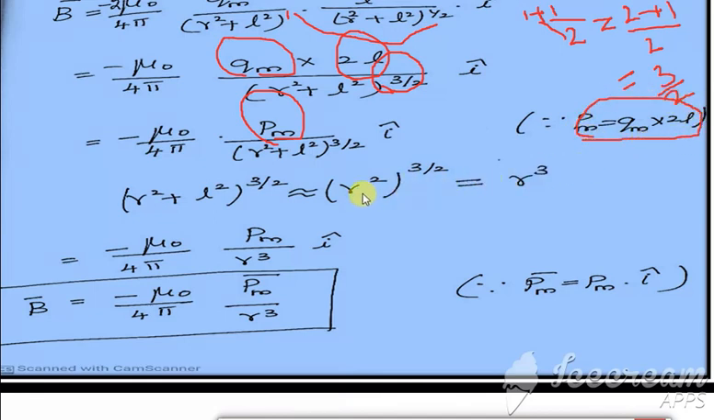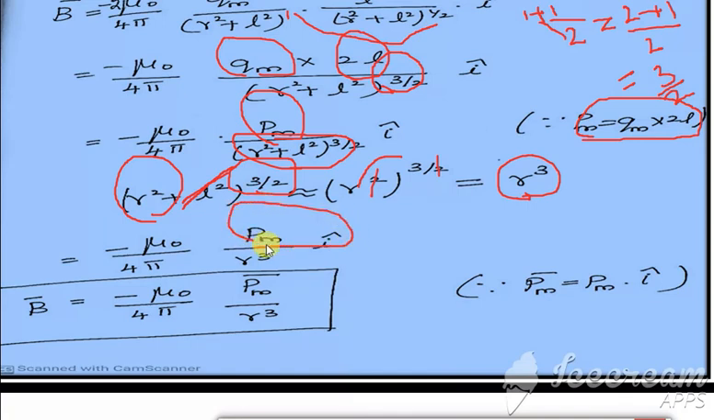Now I am going to neglect the value of L, because the value of L is very small when you compare it with the value of R. So neglecting the value of L, we will get R square whole power 3 by 2 as it is. Now this 2 and this 2 get cancelled, so we will get R power 3. So this R power 3 I am going to substitute in this place. And this Pm into I cap can be written as Pm vector.